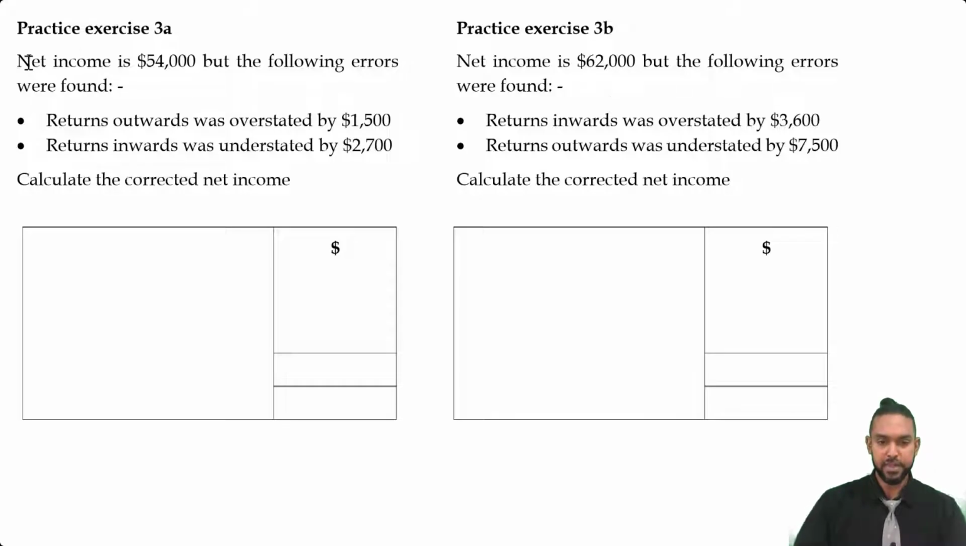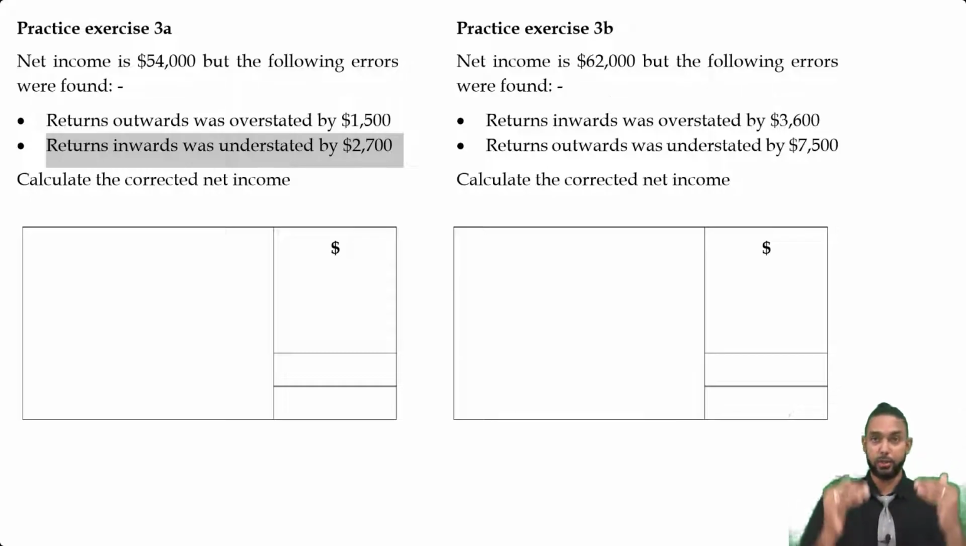All right, so in practice exercise 3A, net income is 54,000, but the following errors were found. Returns out was overstated, and returns in was understated. So, okay, we have one going up, one going down. Deal with one at a time.